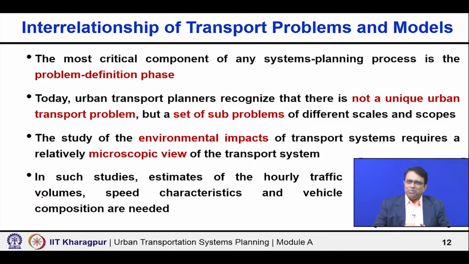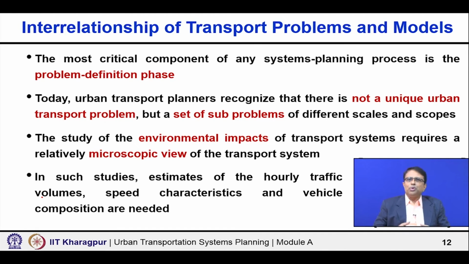Let us give an example. We will take only 2 or 3 examples just to give you an understanding and to make you aware of this aspect. Let us talk about environmental impacts, because emission is a major externality and a major concern in the context of urban transport. So, obviously, we need to do something, but if you want to study the environmental impact of the transport system, then you require a relatively microscopic view of the transport system. Why?